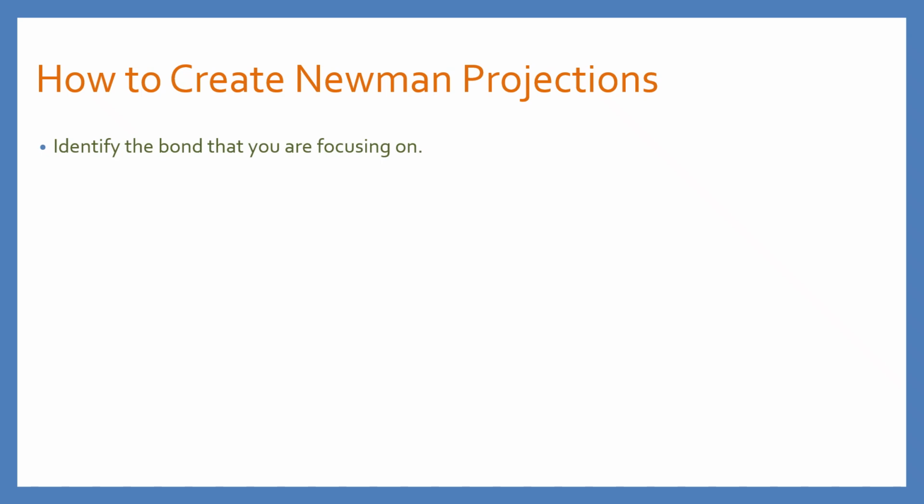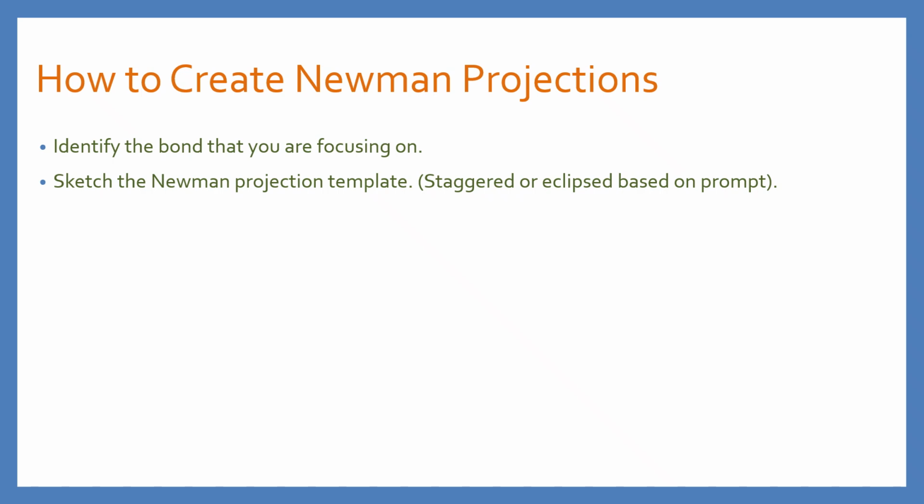So the first thing you need to do is identify the bond that you are focusing on. In the previous example, it was easy to do that because there was one carbon-carbon bond, so we couldn't really get all that creative. And then you sketch the Newman projection template. Any question that you're answering will have some sort of prompt about the lowest energy conformation, the highest energy conformation. It may say most stable, least stable. So you're going to have to make a decision ahead of time of whether you're going to draw a staggered or eclipsed conformation. And I would go ahead and sketch that Newman projection template out entirely with all the bonds.